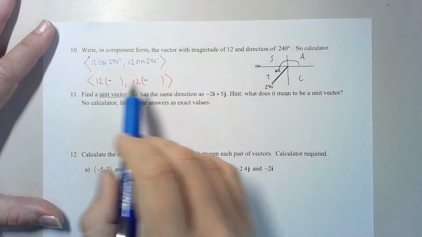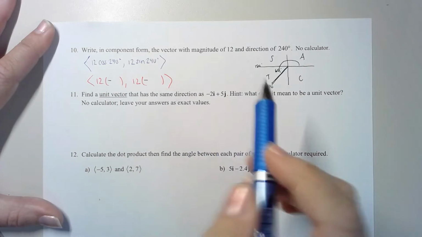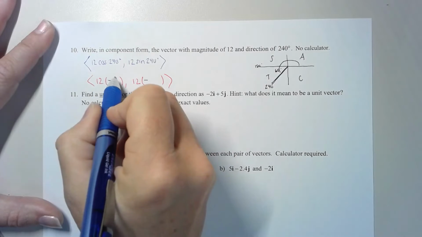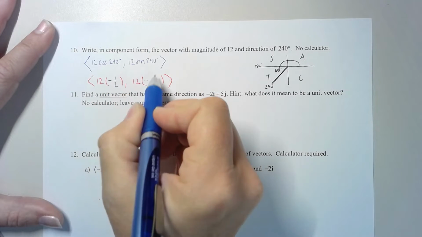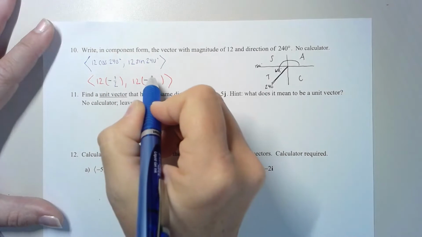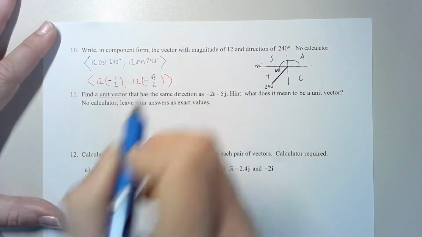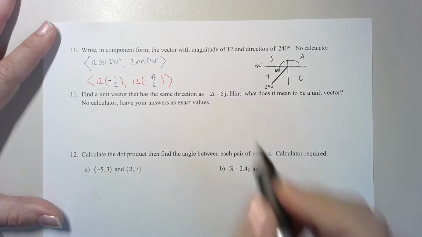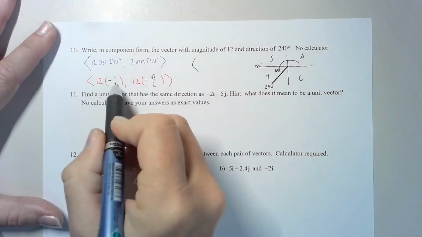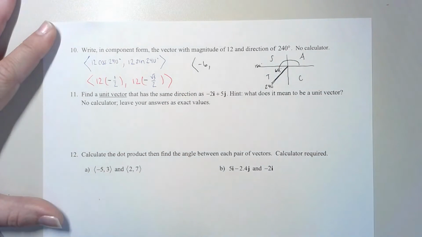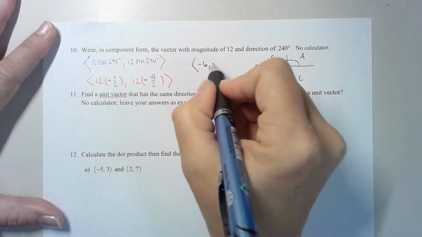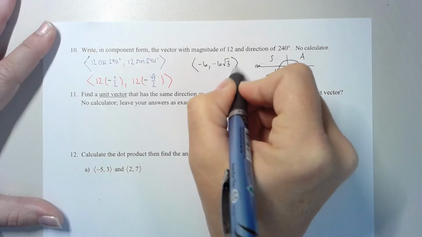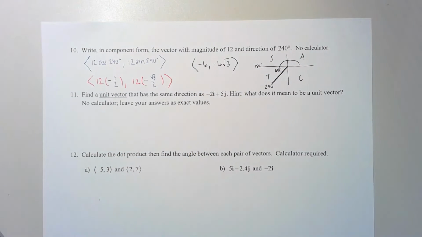And then we're just thinking about our 1, 2, 3, 3, 2, 1 chart. The cosine of 60 degrees is 1/2, and the sine of a 60-degree angle is radical 3 over 2. And so we've got -6 for our horizontal component and -6 radical 3 for our vertical component. And there it is.